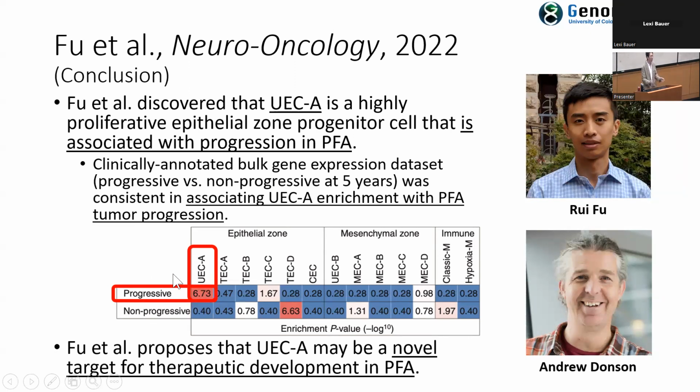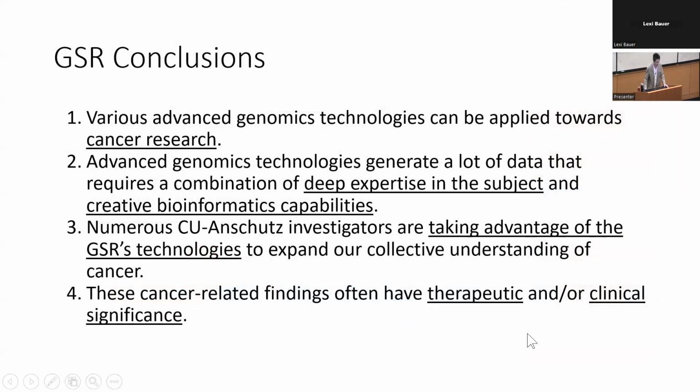So, you take all of these things together, what they essentially discovered is that this UECA is really important, and they proposed that UECA may be a novel target for therapeutic development in PFA. So all the credit goes to Ray Fu and Andrew Donson. If ever it comes out that they found some kind of drug or treatment that targeted UECA, that is where the idea came from: this paper right here using spatial transcriptomics and all these different technologies. So really good stuff. So here are some of the takeaways that I took from going over this.